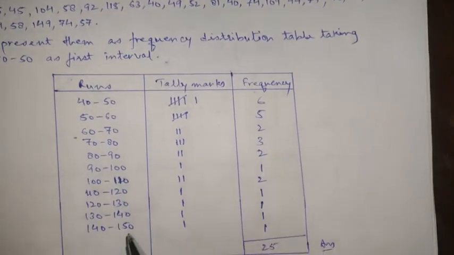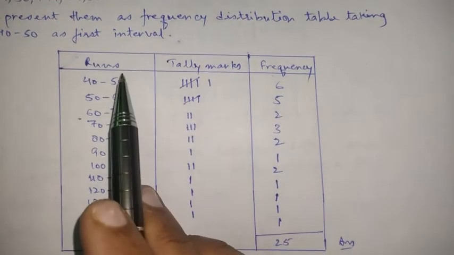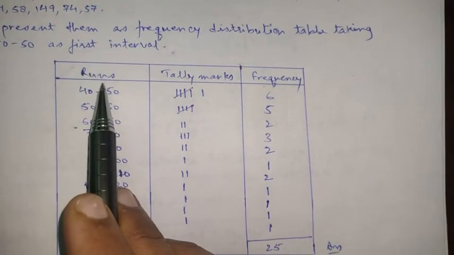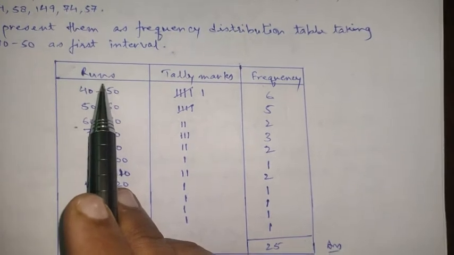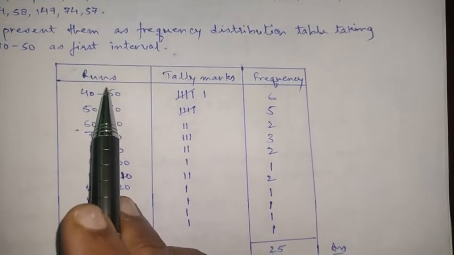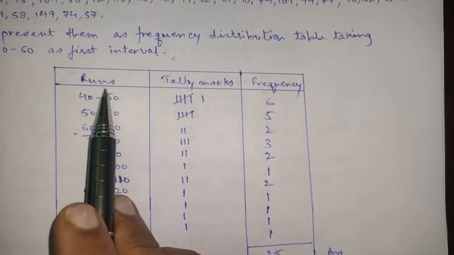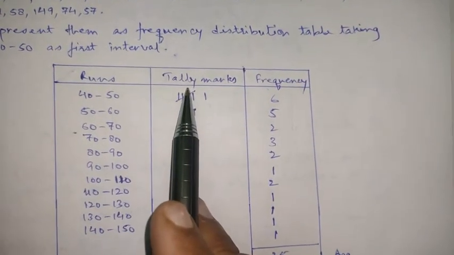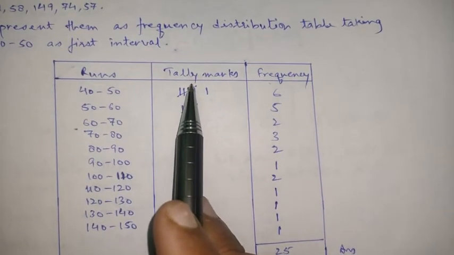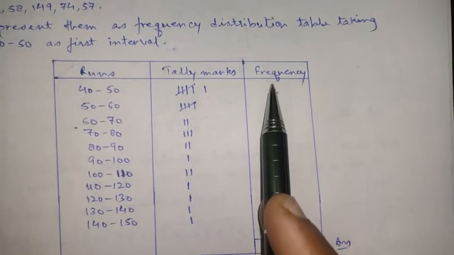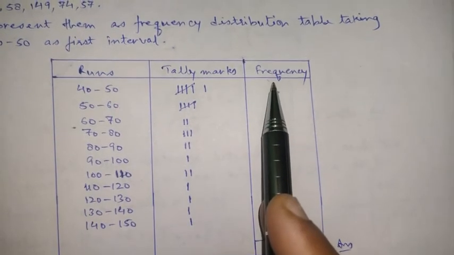So the frequency distribution table will be like this. You are going to prepare three columns. In the first column, you are going to write the heading of the quantity that is mentioned. So actually in this question, they have given us the runs, so I have written the heading as runs. Then in the second column, you are going to write tally marks. Tally marks is actually expressing the data in the form of these lines. And then the frequency. Frequency means the number of times a data is coming.